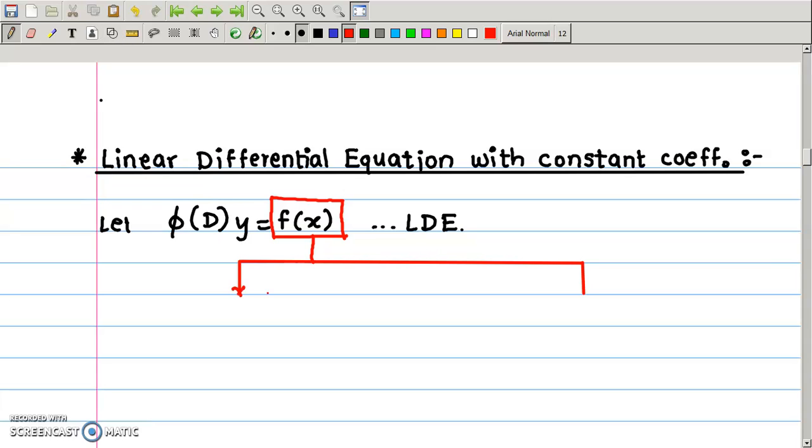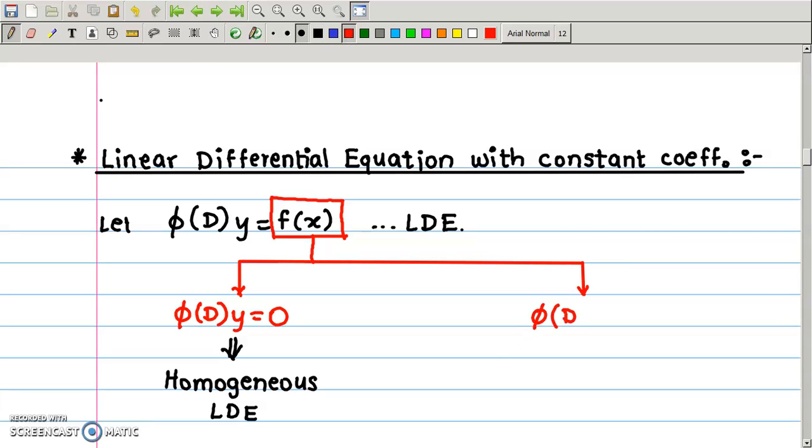then the linear differential equation will be observed in this form. This type of differential equation is known as a homogeneous linear differential equation. So this is the general form of a homogeneous linear differential equation. Whereas if f of x is non-zero, then the linear differential equation is known as non-homogeneous.